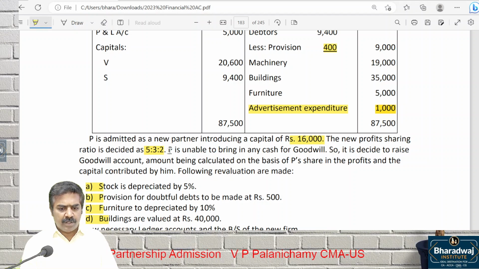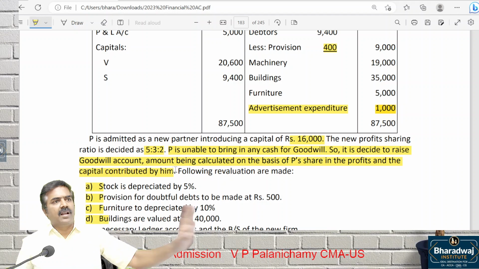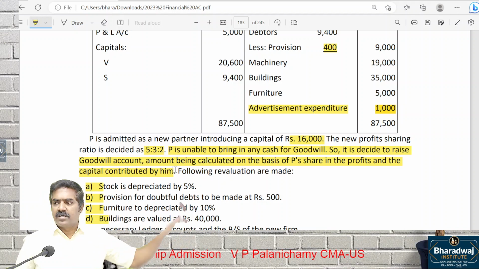P is unable to bring any cash for goodwill. It is decided to raise the goodwill amount that is being calculated based on which one? P's share of profit and capital contributed by him. Read it once again. It is not based on accounts. It is not based on any external concept. It is a framework to solve. We have to think, analyze and work out. The solution is given in the question itself.